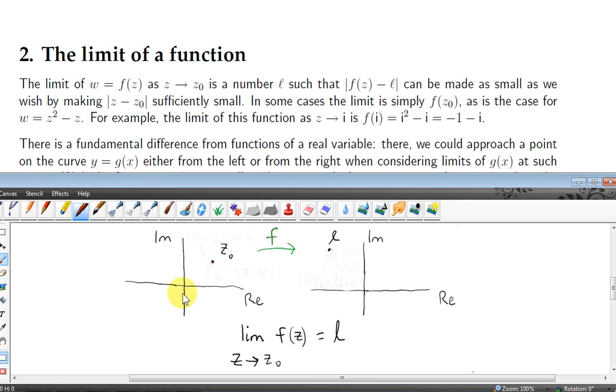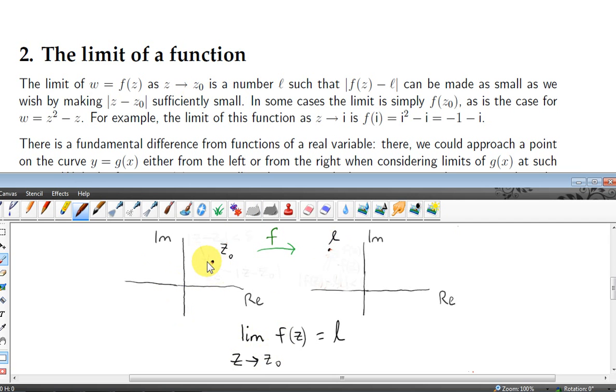I'm showing it in this quadrant, but of course I could show it anywhere. And L is the limit as z tends towards z0 of the function f of z. So L is some complex number. What this limit statement says is that the closer some general complex number z is to the fixed complex number z0, the closer its image f of z will be to L.